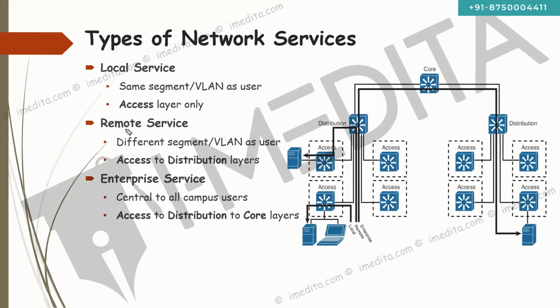Remote traffic basically means that the user and the resource belong to different segments or different VLANs. The service belongs to a different segment or VLAN than the user. If the user wants to access that service, the user has to send the traffic from the access to the distribution, and from there access that particular service. That is going to be referred to as the remote service.